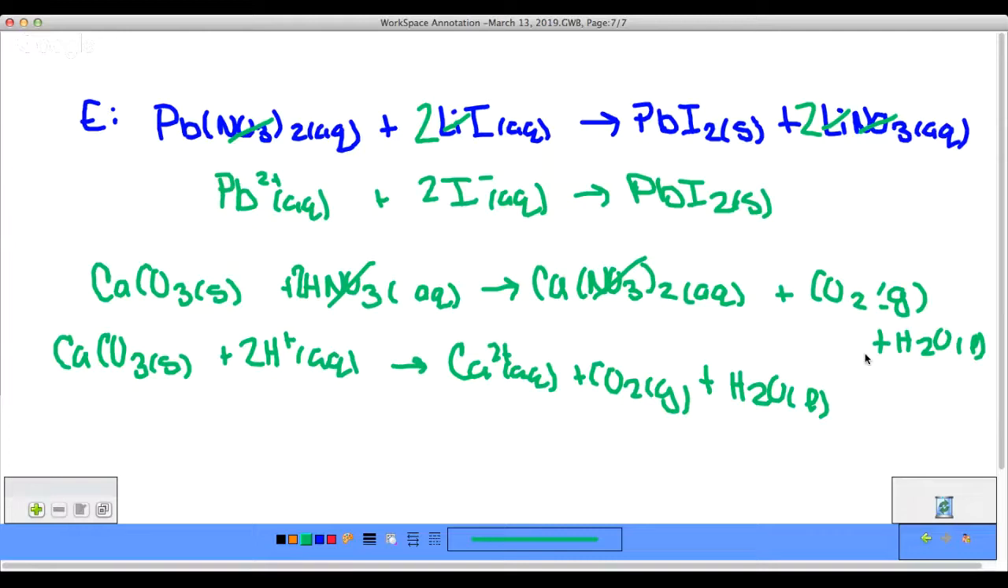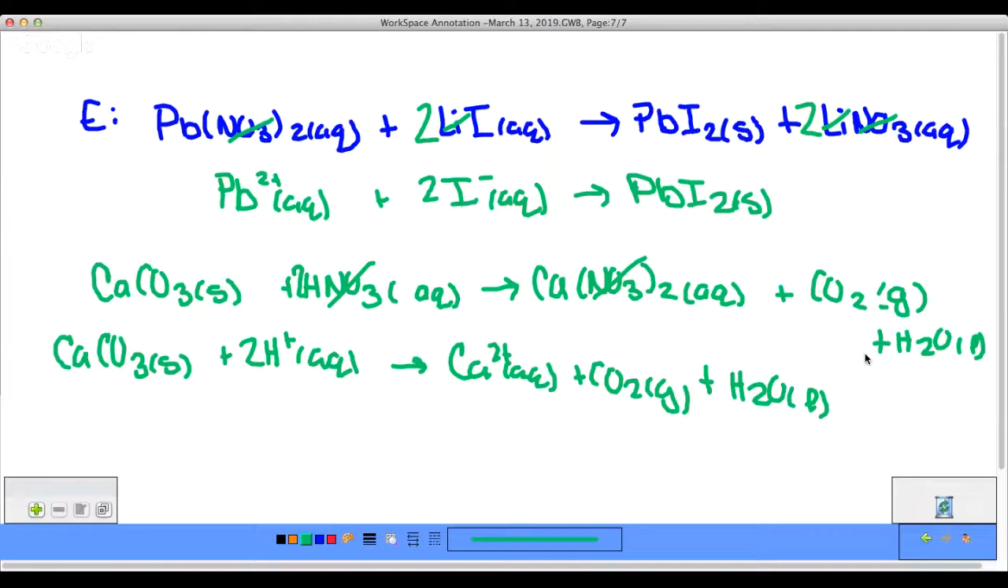So when you're reviewing, you want to be able to definitely know the types of reactions. So be able to identify things as combustion, decomposition, double replacement, single replacement. You'll need to know how to predict reactions. So if you have a combustion, how are you going to predict that product? If you have a decomposition, what does that look like? If you have a double replacement or a single replacement, what do those look like? So you want to be able to predict those products. That's really important. You're going to want to be able to write out net ionic equations.